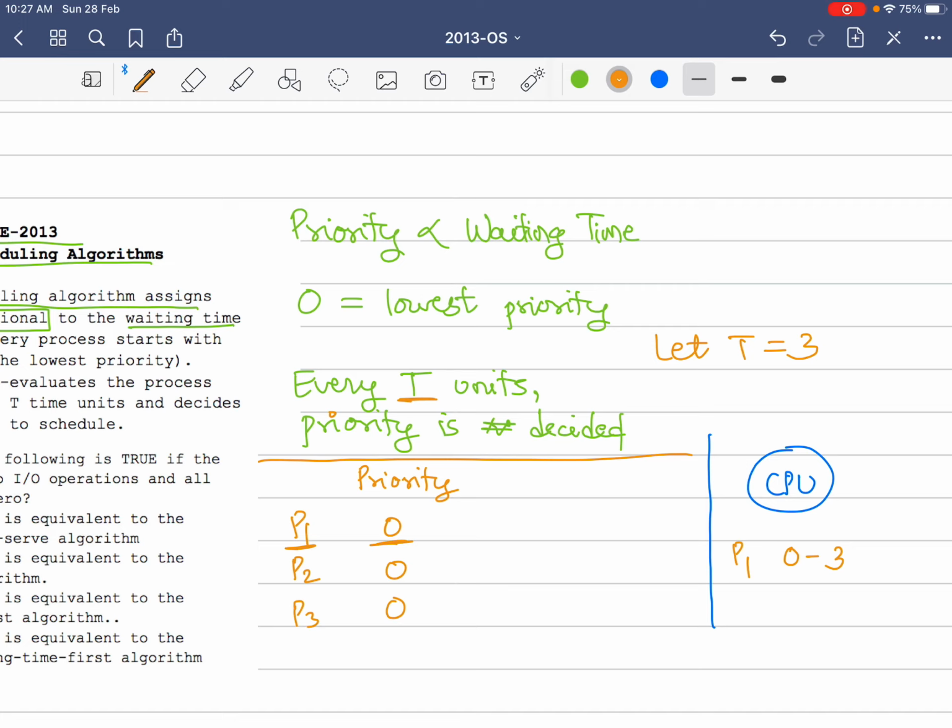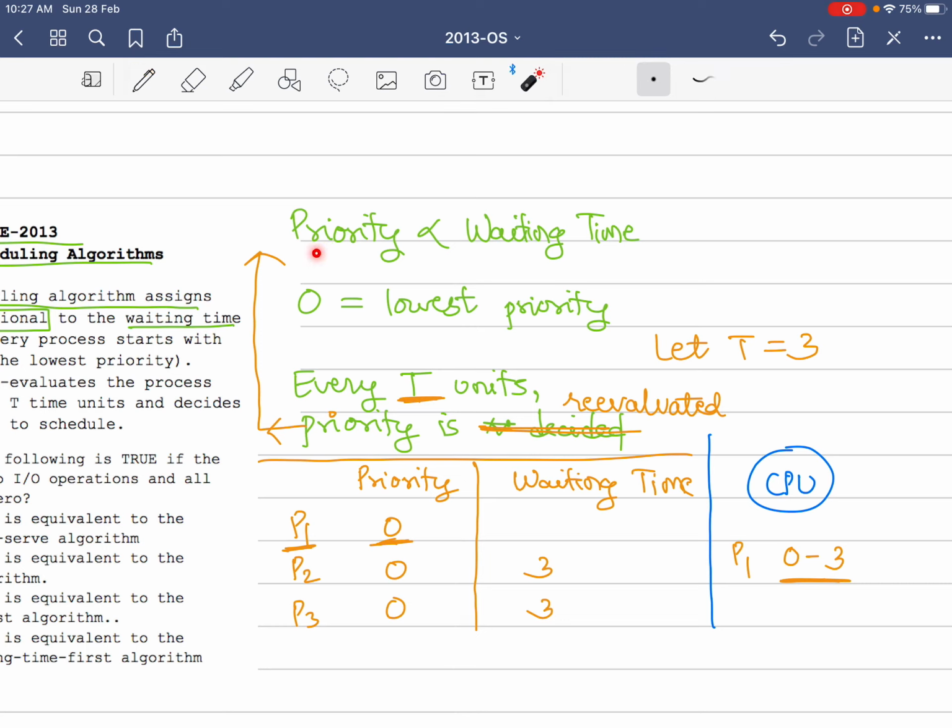Let me strike this out. So priority is going to be re-evaluated. When P1 is picked up, P1 will spend 0 to 3 seconds with the CPU. While P1 is spending that time, the waiting time of other processes is increasing. So P2 will be waiting for 3 seconds, P3 will be waiting for 3 seconds, while P1 is with the CPU. After every 3 units of time, we are going to re-evaluate the priority using this equation, which says priority is directly proportional to the waiting time.